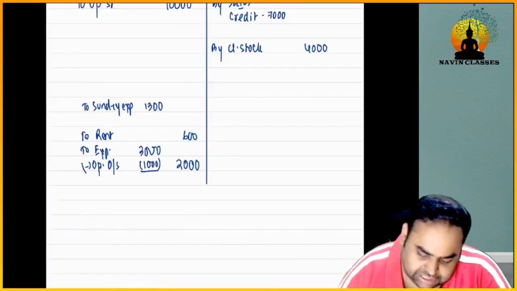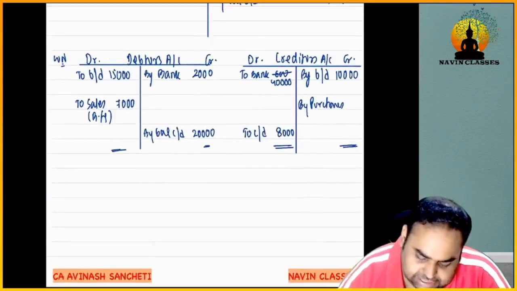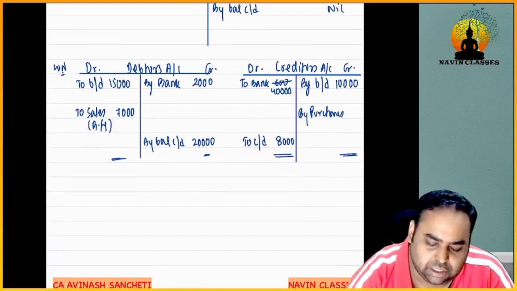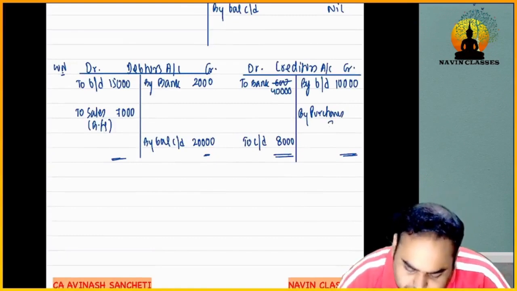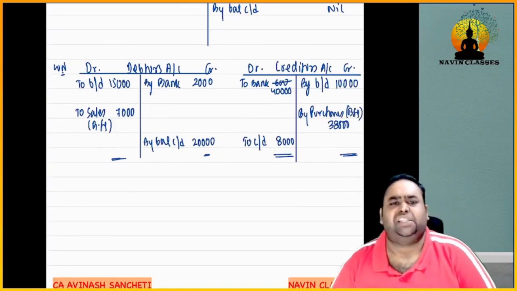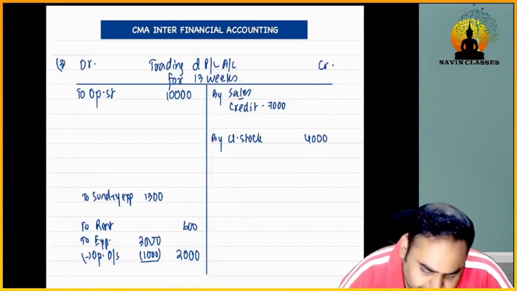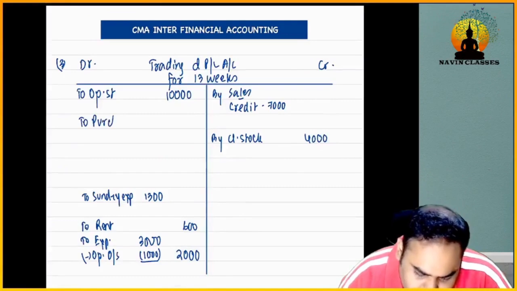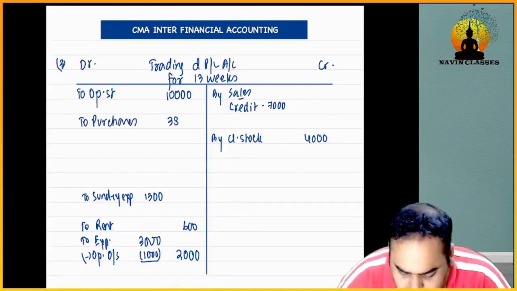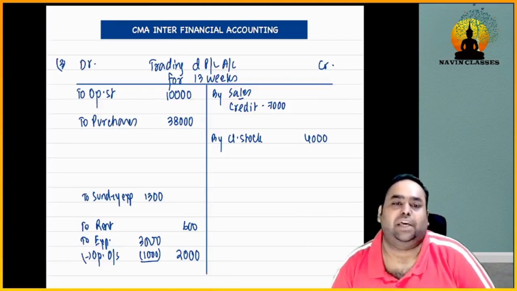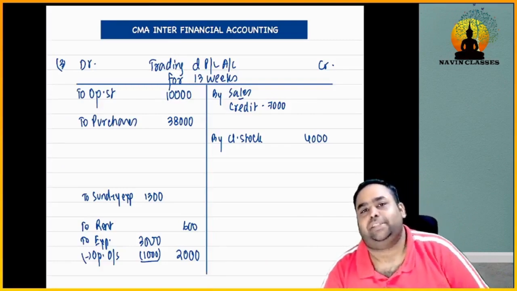Now I will calculate the purchases. 40 plus 8,000, 48,000 minus 10,000, 38,000. And purchases are only on credit. Okay, students? So here in debit side, it will be to purchases, 38,000. Students, in the bank account, the creditor will be 40,000 and not the other way around. Is it clear?